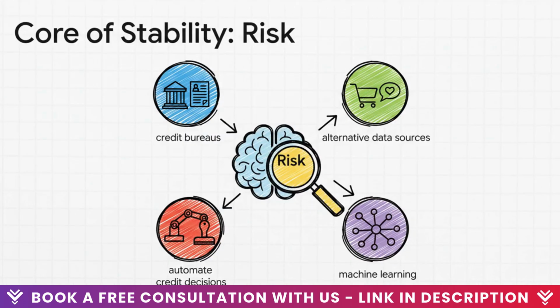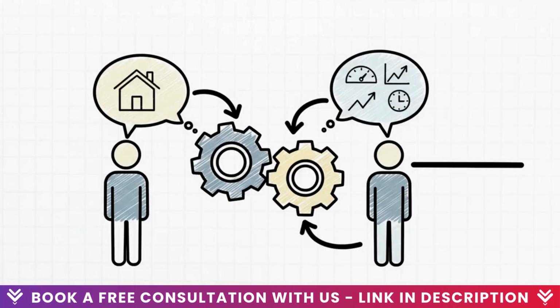Now, right at the very heart of your platform's stability is its risk assessment engine. A really robust system doesn't just pull a standard report from a credit bureau. No, it integrates with them, but it also pulls in alternative data to paint a much fuller picture. It automates credit decisions to remove human bias. And the really advanced platforms, they use machine learning to predict the probability of defaults and set pricing with incredible accuracy. This is the engine that protects lenders' investments. So once you've figured out the risk, you've got to make the match.